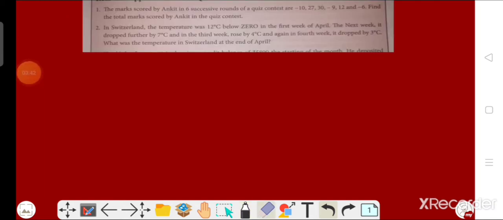Now look at question number two. The second question is, in Switzerland the temperature was 12 degrees Celsius below 0. What is the meaning of 12 degrees Celsius below 0, beta? It means the temperature is minus 12 degrees Celsius. Okay, below 0 means we have to take the negative sign. In the first week of April the temperature is minus 12 degrees Celsius. The next week it dropped by 7 degrees Celsius.